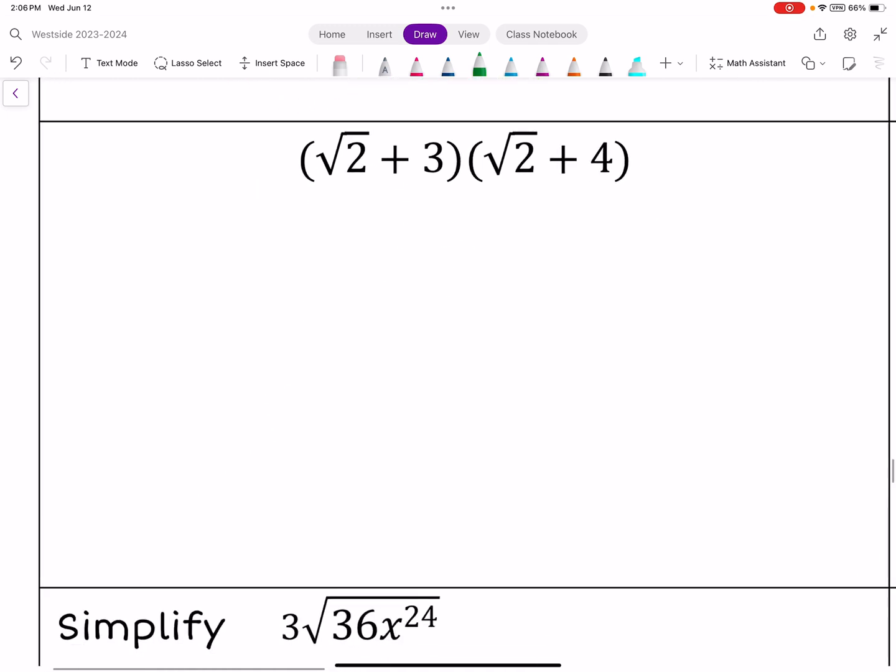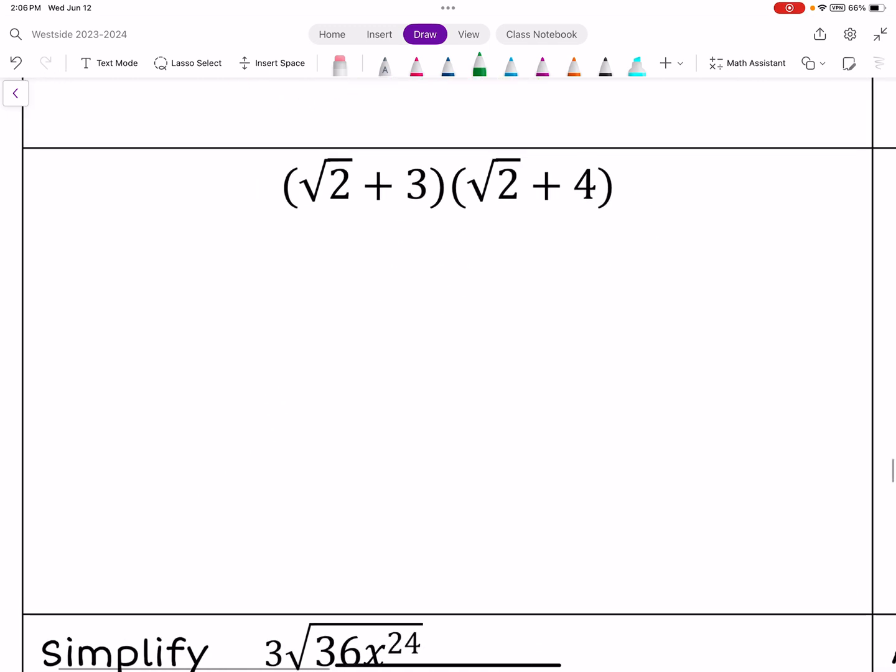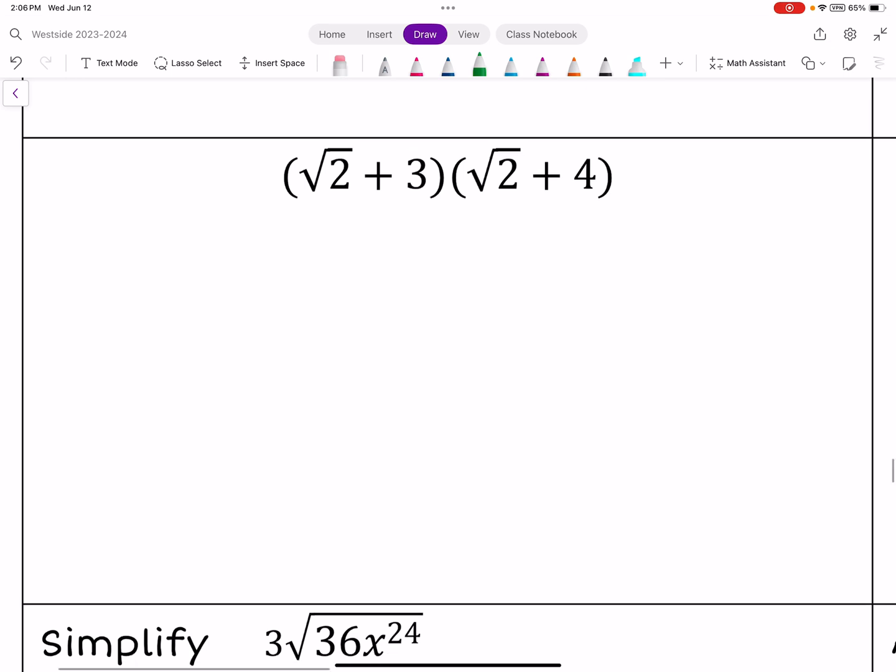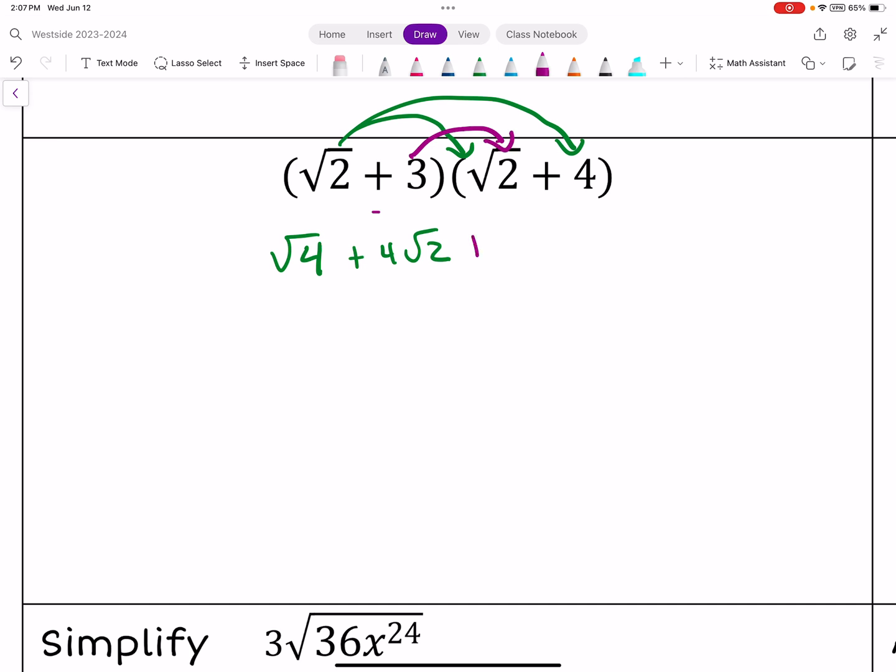We get to practice again some of the binomial times binomial. So this time I will go ahead and do the double distribute if you'd like, so that you can look at that. So I'm going to do radical 2 times radical 2, which would be radical 4. I'm going to do radical 2 times 4, which is 4 radical 2. Then I'm going to go ahead and switch to my next term. So I'm going to go 3 times radical 2, which is 3 radical 2. And then I'm going to do 3 times 4, which is 12.